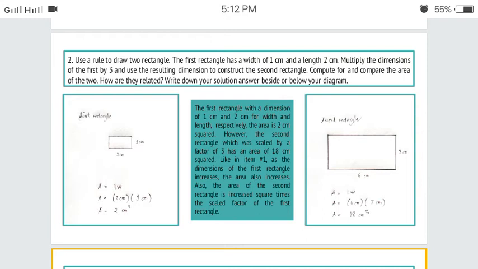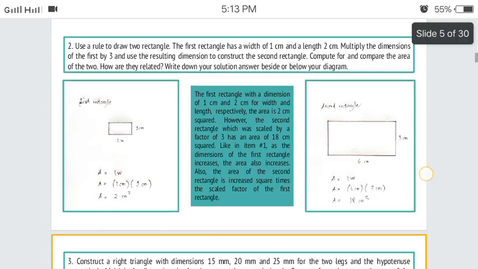The first rectangle with dimensions of 1 centimeter and 2 centimeters for width and length respectively has an area of 2 centimeters squared. However, the second rectangle, which was scaled by a factor of 3, has an area of 18 centimeters squared. Like in item number 1, as the dimensions of the first rectangle increase, the area also increases. Also, the area of the second rectangle is increased by the scale factor squared times the area of the first rectangle.